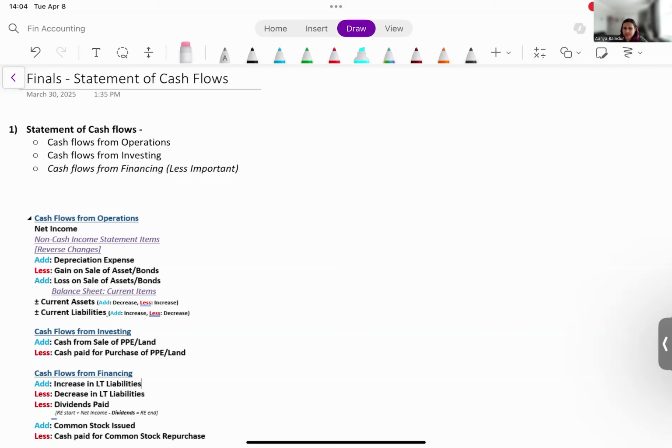So statement of cash flows basically involves tracking how cash flows through the company. So we don't care about any of the other things. We're just going to see what the cash transactions are involved in each one of these operations.